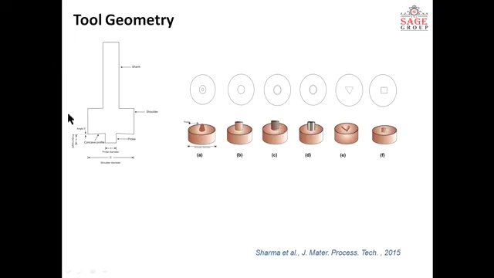So this is the simple tool, which you can see, this is the shoulder and this is the probe or pin, and there is a concave type profile. This is necessary to accommodate the softened material. So this is the basic tool geometry of the friction stir processing tool.